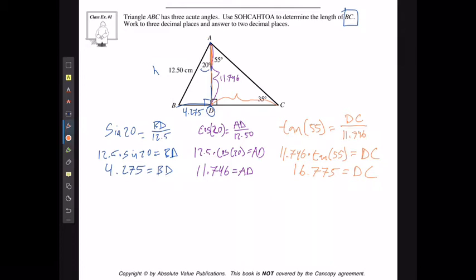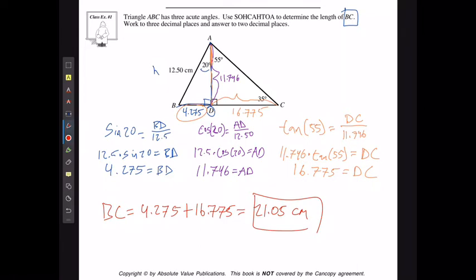Now, if I know that this is 16.775, and the other side is 4.275, I'm just going to combine them. BC is going to equal that 4.275 plus 16.775, which is going to give me, down to 2 decimal places, 21.05 centimeters. So we can just split this acute angle triangle into two right angle triangles, just making this vertical height that is perpendicular to the side B to C.